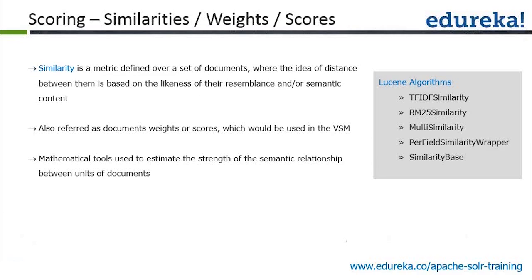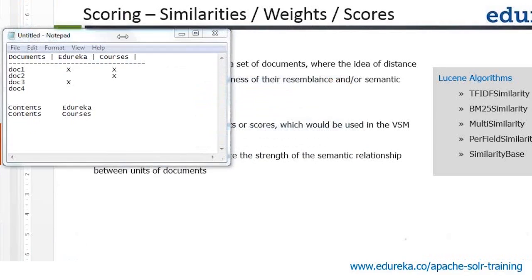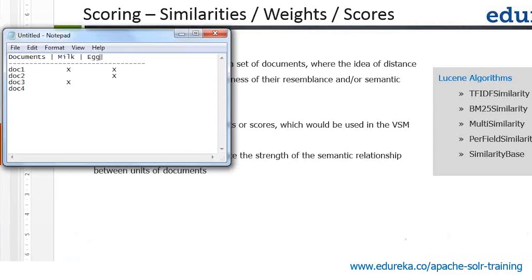Say, for example, you have multiple documents. First of all, we represent them in a vector space model, and then I have to find similarities between these two. Maybe this is a very hard example. Let's take something interesting. Let's say milk, eggs, and bread and butter.